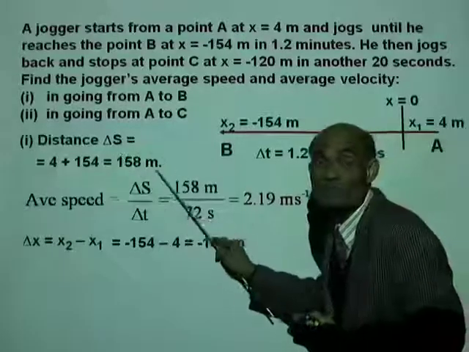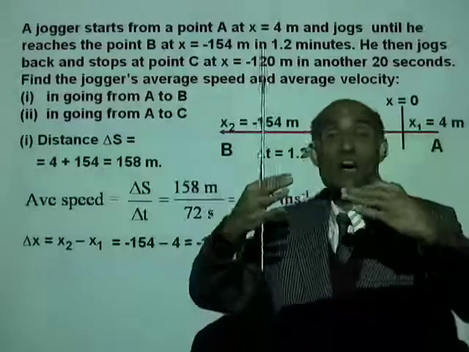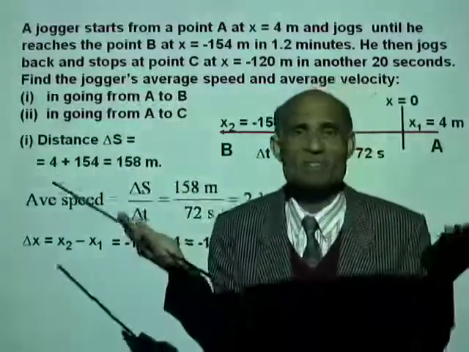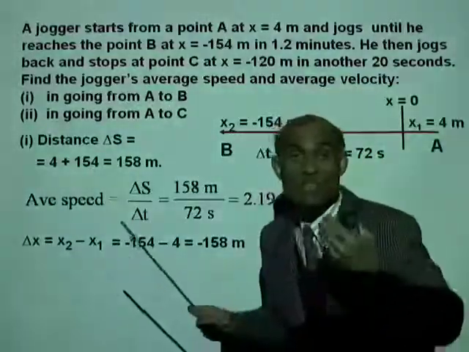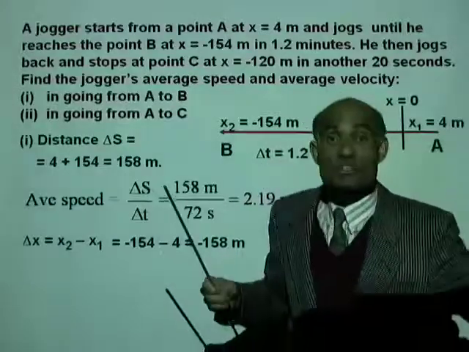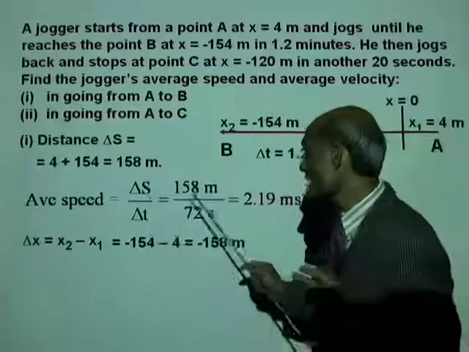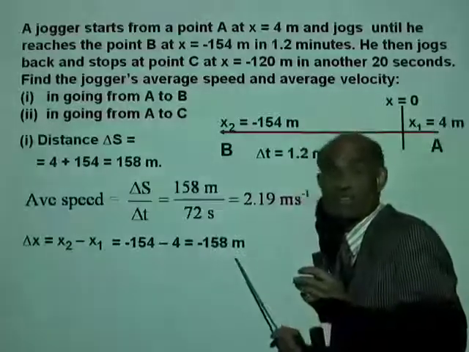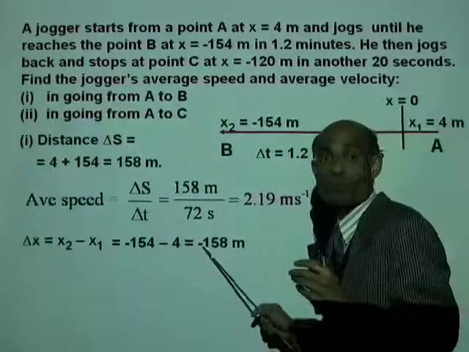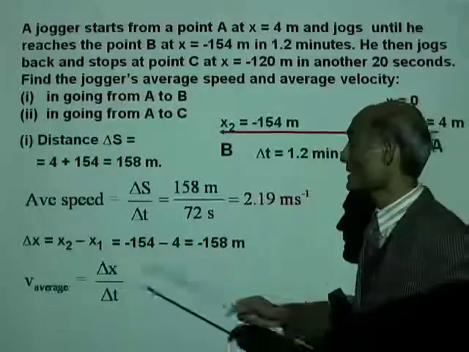Distance is 158 meter. We are not interested in the direction, whereas displacement takes place in a specific direction. Displacement is a vector quantity. It has a magnitude, that is the value, and also it has got a direction.